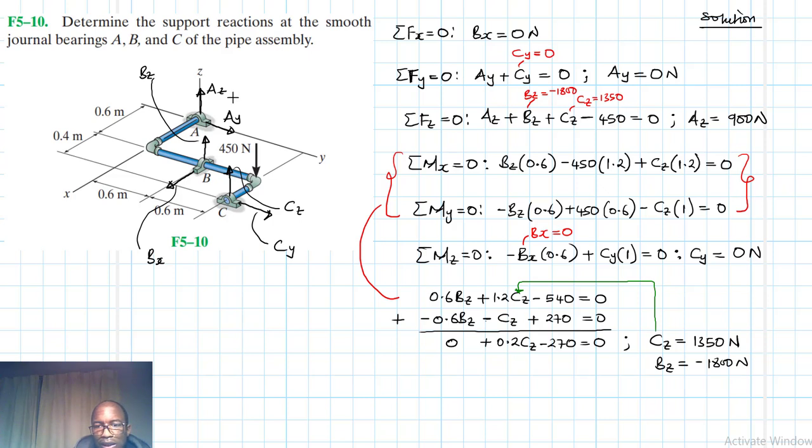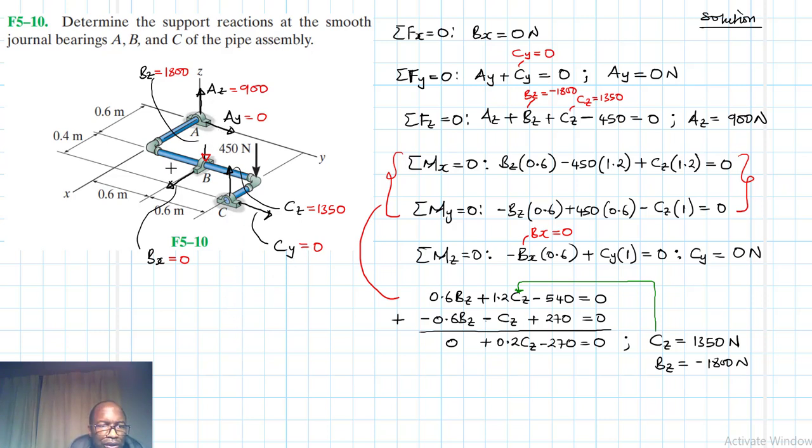So let's replace these values here. What is our Az? We said Az is equal to 900, and it maintains the same position. What is Ay? We found Ay to be equal to 0. What is Bx? We found it equal to 0. What is Bz? The direction changes, it will be like so, and this is equal to 1800. What is Cz? Cz is equal to 1350, and Cy is equal to 0.